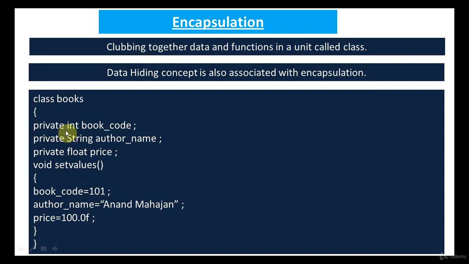Now you can see that the setValues method is simply assigning the values. What I mean to say is I have used access specifiers. These are called access specifiers, private. Don't worry, we will be discussing the topic of access specifiers in much more detail later on. But private means whatever we have declared as private can be accessed only and only within the class. They cannot be accessed outside the class. Hence, book code, author name and price are the member data which no programmer would be able to access from outside this class Books. Hence, this is data hiding, right?